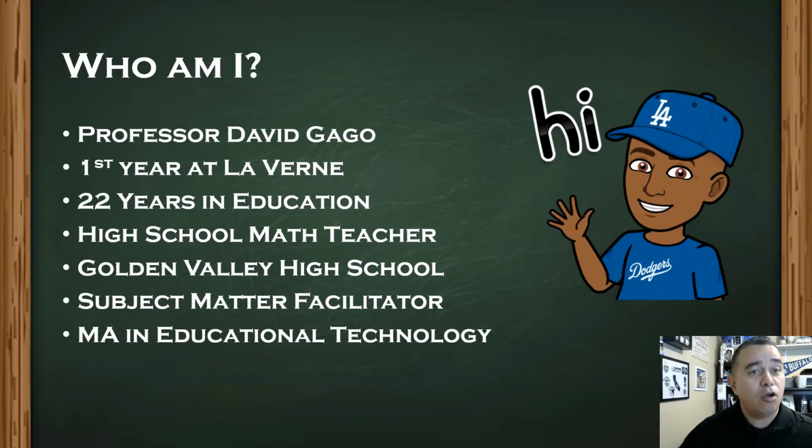First off, who am I? My name is David Gago. I'll be your professor. This is my first year here at Laverne, but I do have 22 years in education. I am a high school math teacher at Golden Valley High School here in Bakersfield. I'm also a subject matter facilitator for the Kern High School District for mathematics, and I do have a master's in educational technology while I'm still working on my doctorate. So that's a little bit about me.